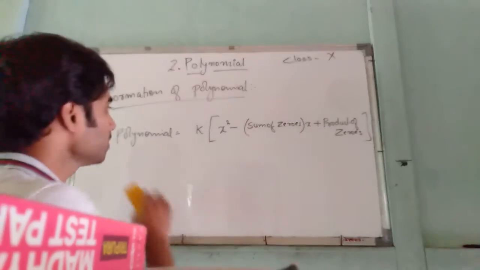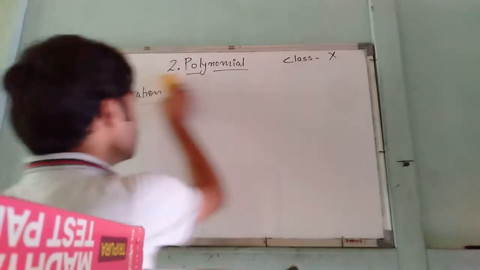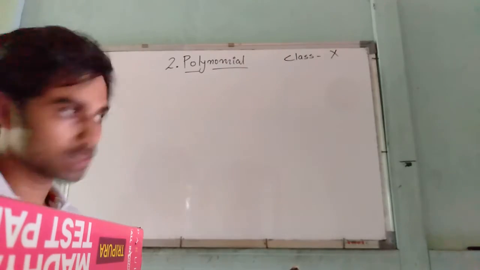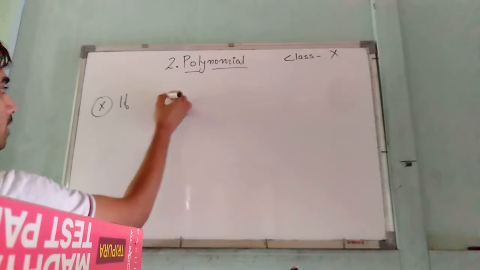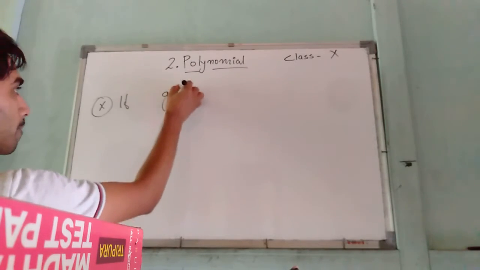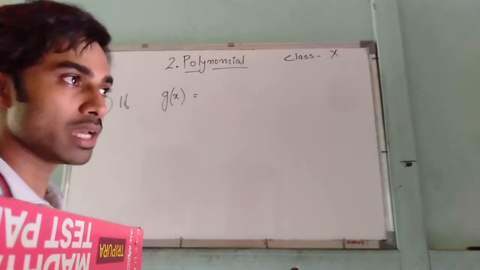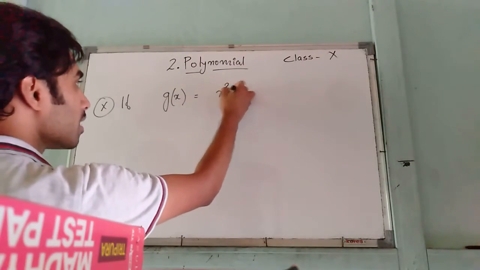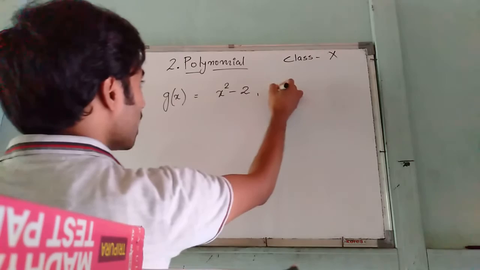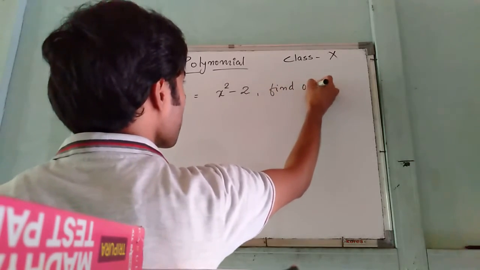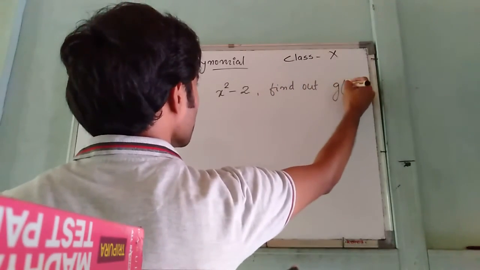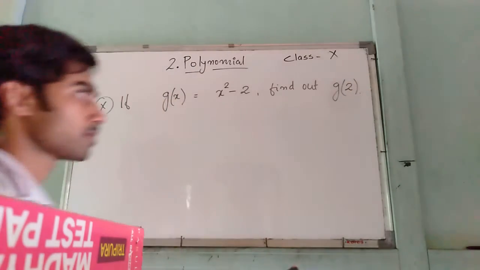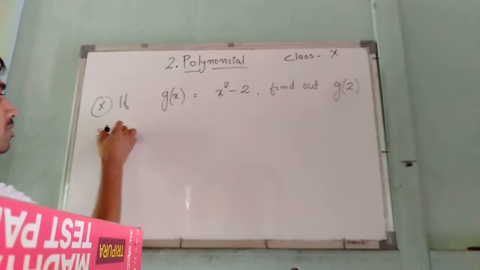Let's do one question based on these topics. The question is, if g of x equals x square minus 2, find out g of 2. It's a very easy question. So your solution will be in this way.